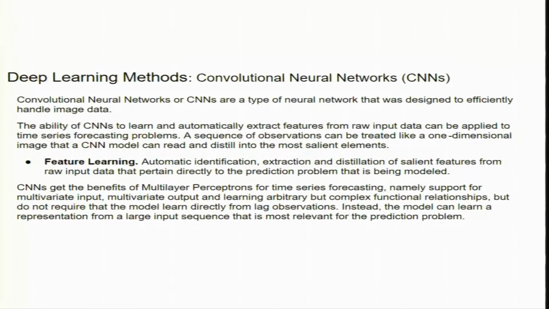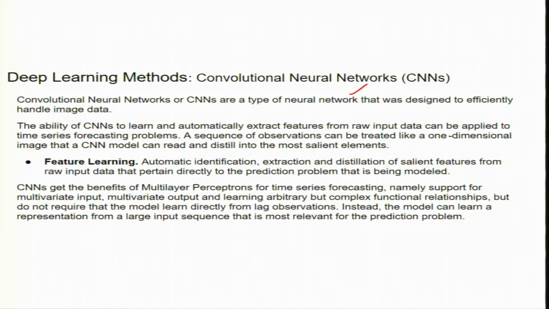Now, the next model in deep learning is called convolutional neural networks. CNNs are a type of neural networks. They are designed efficiently to handle image data. The ability of CNN to automatically learn to extract features from the raw input data, that is in the form of images, can be applied to time series forecasting problems as well. So, that means a series of observations can be treated as a one dimensional image that a CNN model can read and distill the most salient elements.